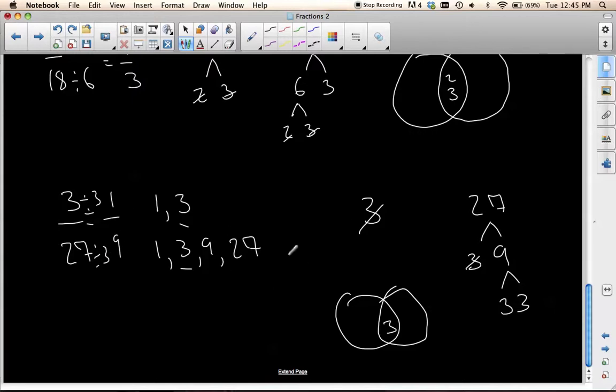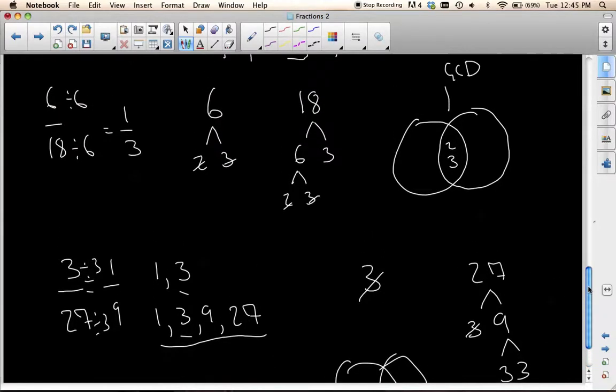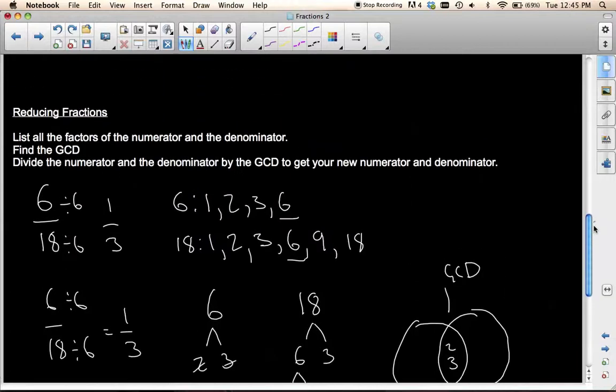That's for reducing fractions. Now sometimes listing the factors is much faster than doing the factor tree. But as our numbers get bigger, if we have fractions that are in the hundreds, it's actually easier to do a factor tree. But it's up to you guys, it's your preference. So that's our rule for reducing fractions.